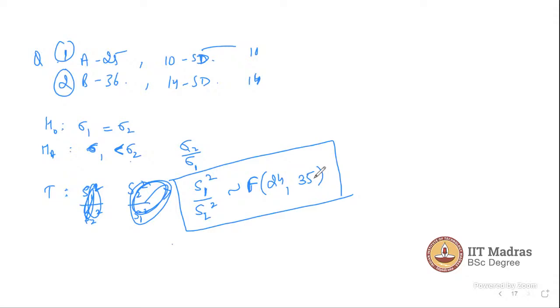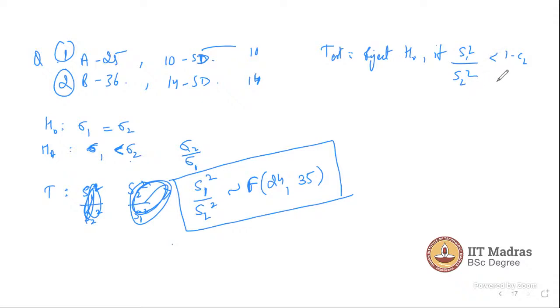Now our test says that you reject H0 if S1 square upon S2 square is less than 1 minus CL. Okay. So why I wrote less than 1 minus CL is because see, sigma 1 upon sigma 2 is going to be less than 1, right? So I can just write reject H0 if S1 square by S2 square is less than 1 minus CL.